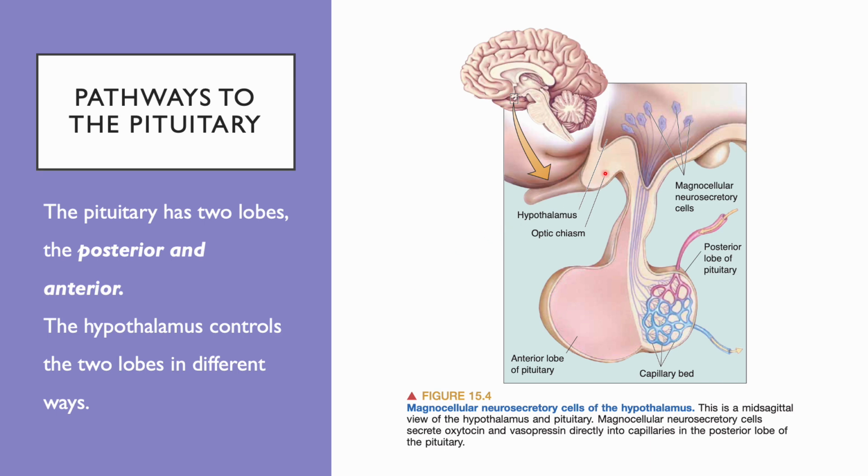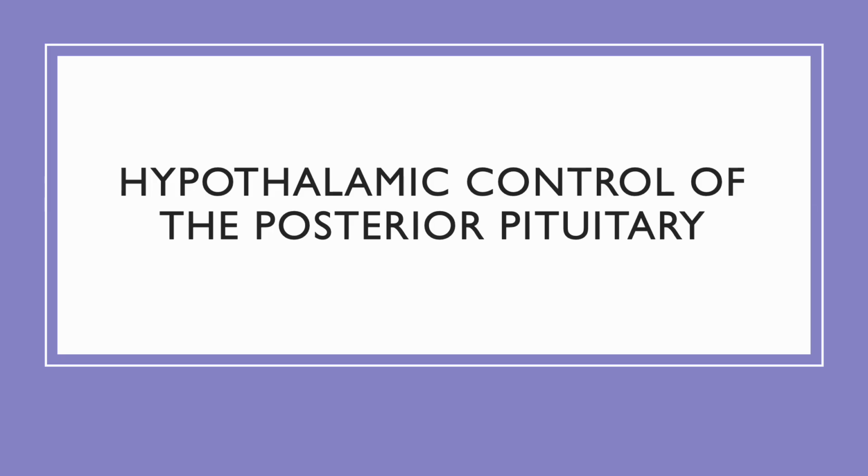And I do want to note that the posterior lobe of the pituitary is actually part of the brain, whereas this anterior lobe is actually a gland that's responsible for secreting hormones. And the pituitary is gently held in a cradle of bone at the base of the skull. So now let's talk about the hypothalamus and its control over the posterior pituitary. So again, this is the part of the pituitary that's actually a part of the brain.